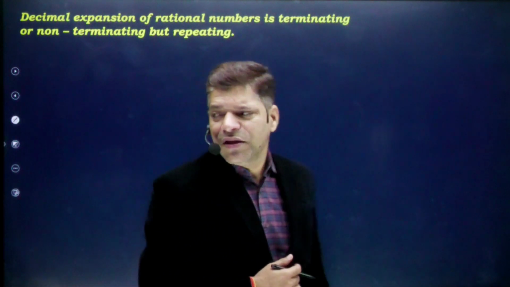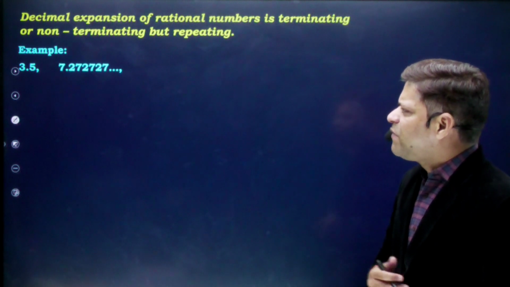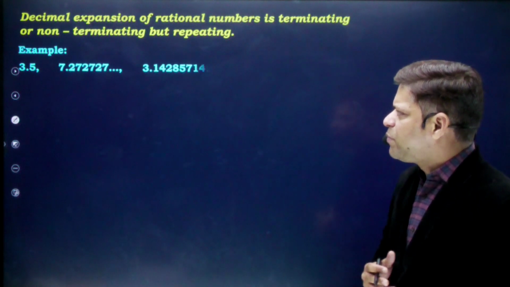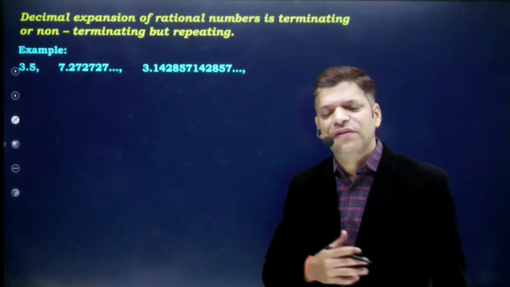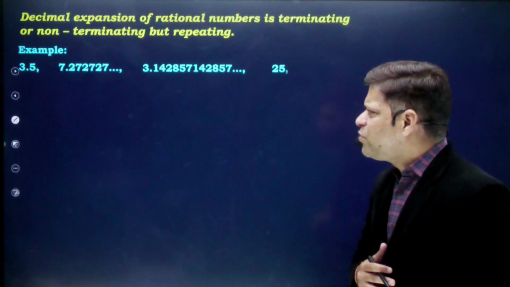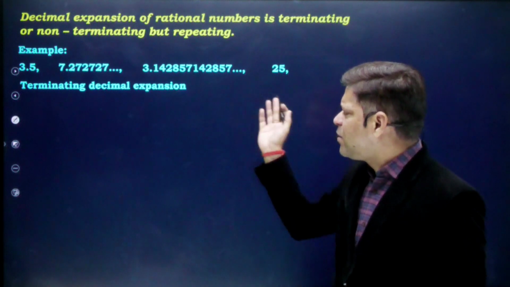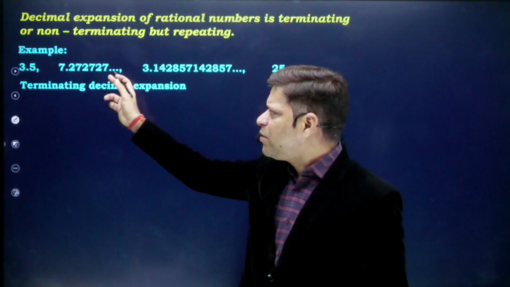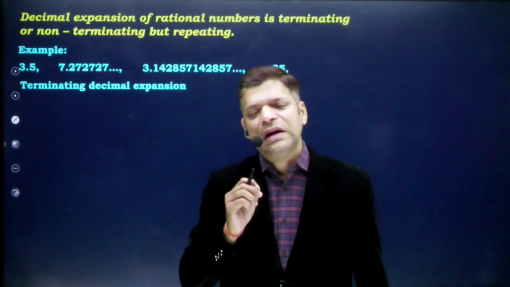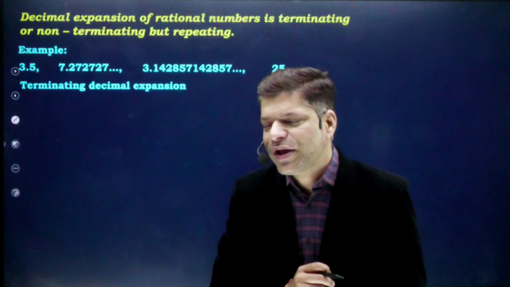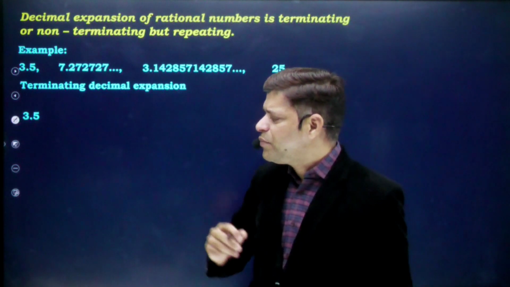So let's see. The first one is 3.5, then 7.272727 and so on, and 3.14857142857 and so on. In all the examples we can see that some are terminating and some are non-terminating but repeating. First we discuss the terminating decimal expansion. As the first example we have taken 3.5.